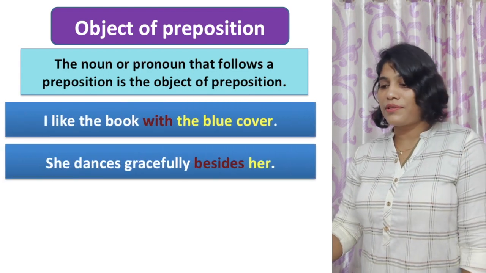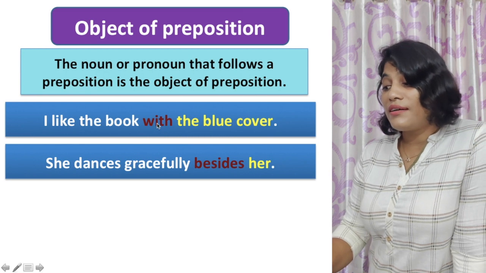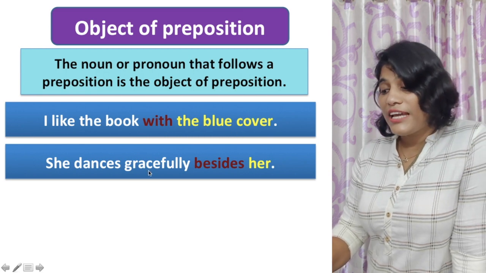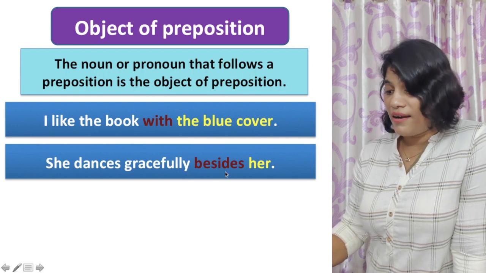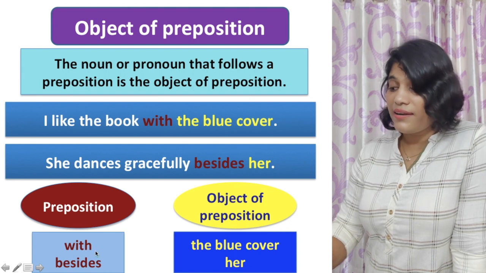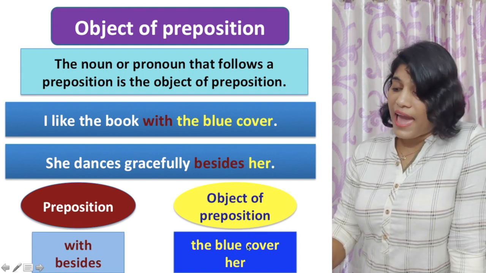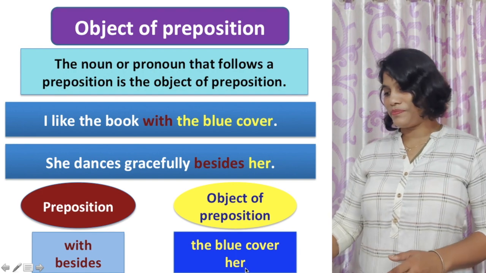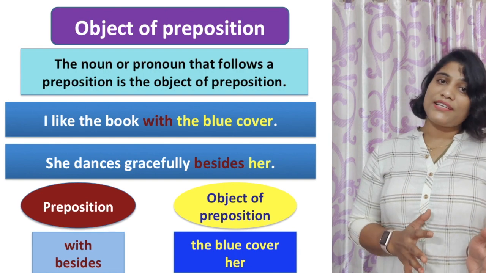Let's see more examples. I like the book with the blue cover. She dances gracefully beside her. Here the prepositions are with and beside. The objects of the prepositions are the blue cover and her. So, that is all about the objects in the English language.